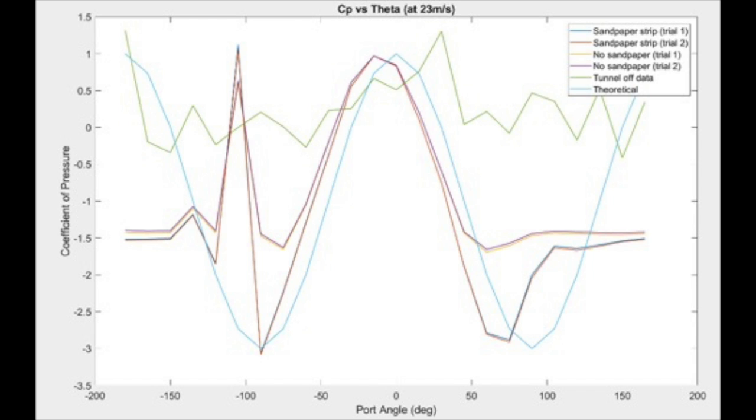This is because at this point, port 13, the static pressure is equal to the stagnation pressure, which makes the coefficient of pressure equal to 1. On either side of the cylinder, the coefficient of pressure drops as expected. Our plots have mostly the same shape as the expected curve of the coefficient of pressure over the whole cylinder.